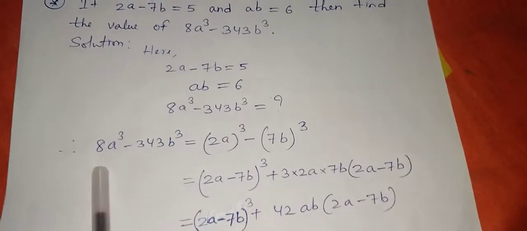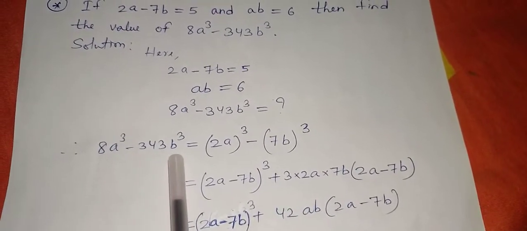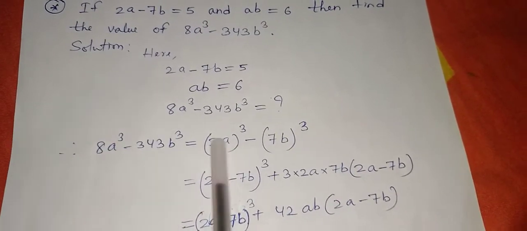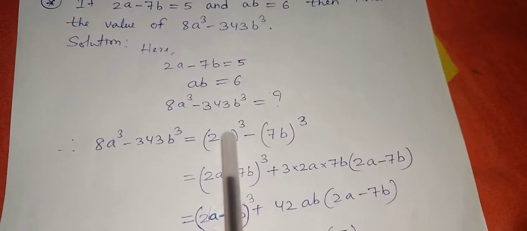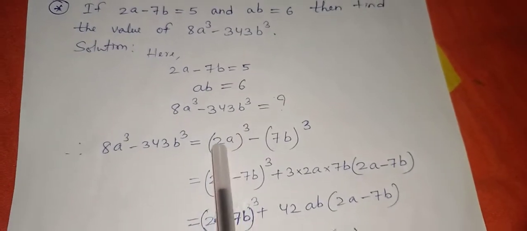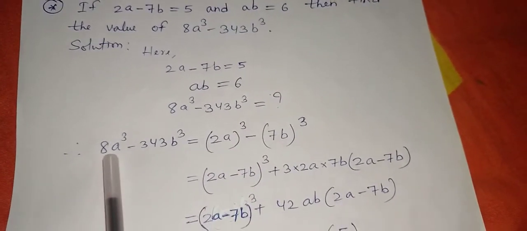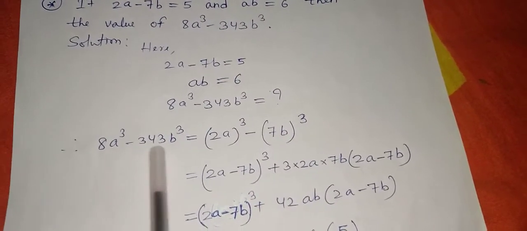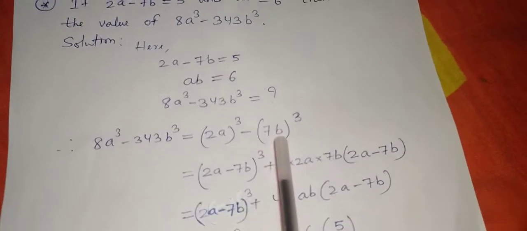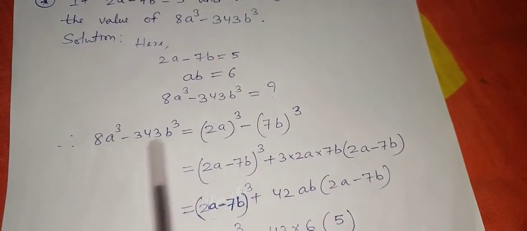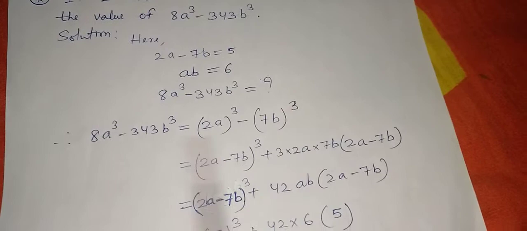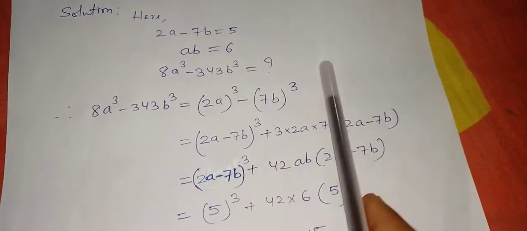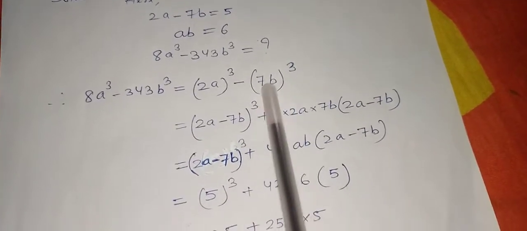So I wrote the same question here, 8a cube minus 343b cube, and then I made it a cube. That is, I wrote 8 as 2 cube and a cube as a, and I made it whole cube. That means 2a whole cube is equal to 8a cube. And this minus I wrote here, and 343b cube I wrote as 7b whole cube, because 7 cube is 343 and b cube is b cube. So now this became a formula of a cube minus b cube, where a is 2a, where b is 7b.